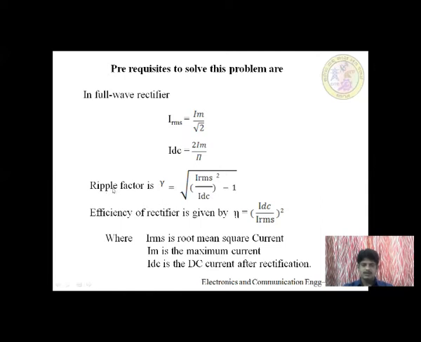Then we can calculate the ripple factor. So what is the ripple factor equation? Ripple factor, gamma, is equal to the square root of (IRMS by IDC) whole square minus 1. This is the equation of the ripple factor. And to calculate the efficiency, the equation is eta is equal to (IDC by IRMS) whole square. If you remember these four equations, you can solve this problem. Okay, so let's solve this problem.